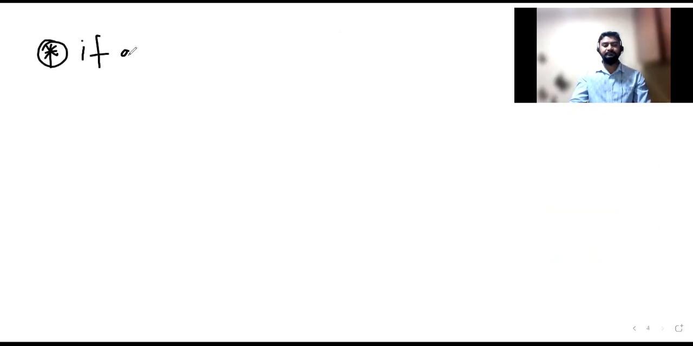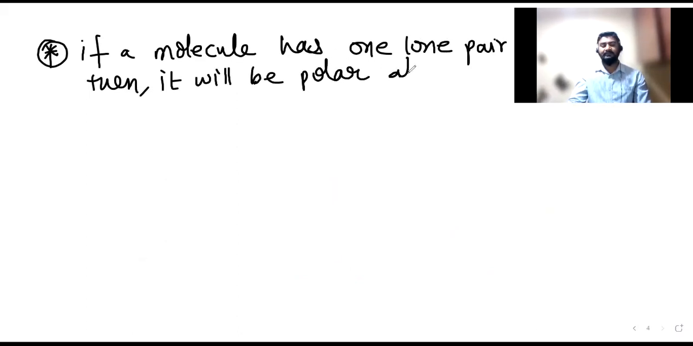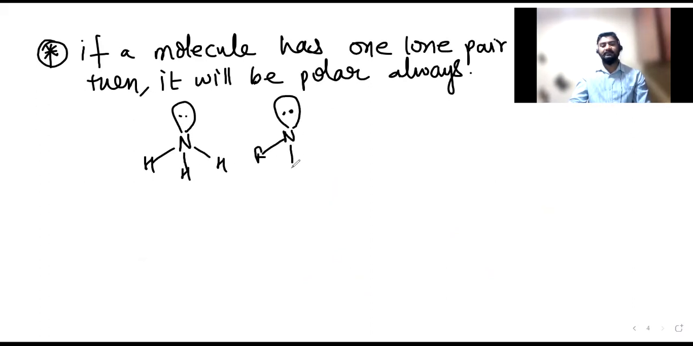If a molecule has one lone pair, then it will be polar always. If a molecule has one lone pair, it will be polar always, no matter what. For example, ammonia. Is this polar? Definitely. Like NH3, NF3. Is this polar? Most definitely. Yes.